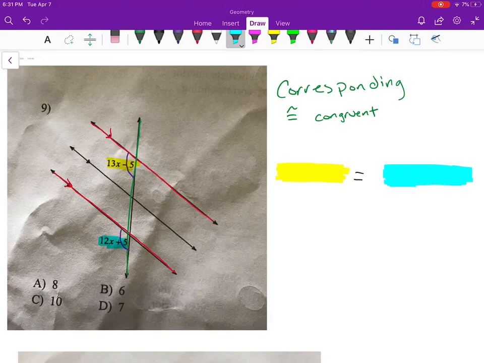Imagine the numbers aren't there. You can see those angles look exactly the same. They are. So the yellow one is equal to the blue one. What's the yellow one? Well, the yellow one is 13x minus 5, and the blue one is 12x plus 5. So now there's my equation. I've got my equation set up, and at that point I just go ahead and solve for x. In this case, I'm going to go ahead and work this one all the way out.